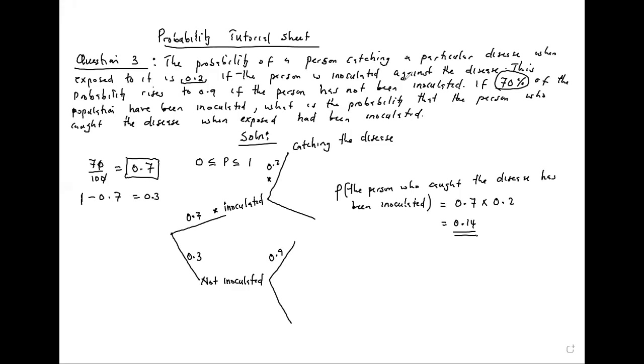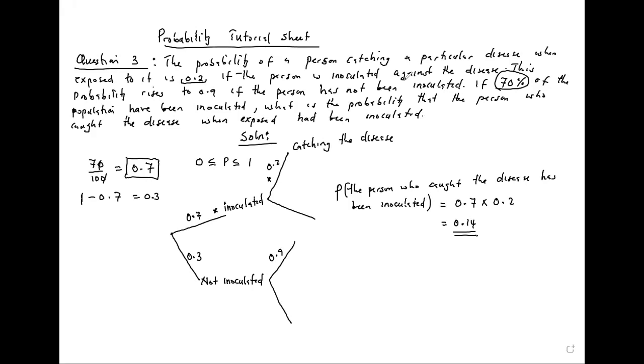The tree diagram, we have two categories here. The first information given is the probability of people catching the disease. Now, those people are in categories. The first category is inoculated. The other category is not inoculated. So if you want to talk about the probability of somebody catching the disease, you first need to know the factors around that person. Has the person been inoculated? If yes, the probability of them catching the disease is 0.2. If not inoculated, the probability of them catching the disease is 0.9.